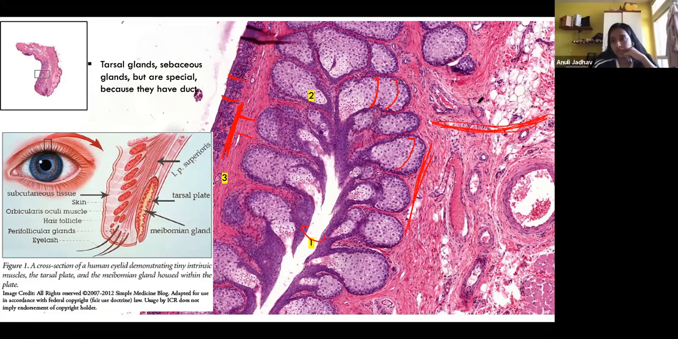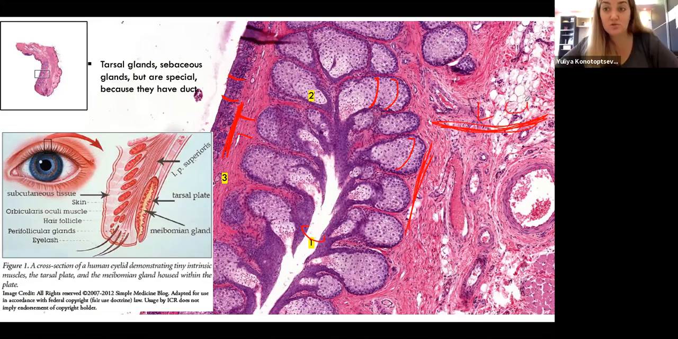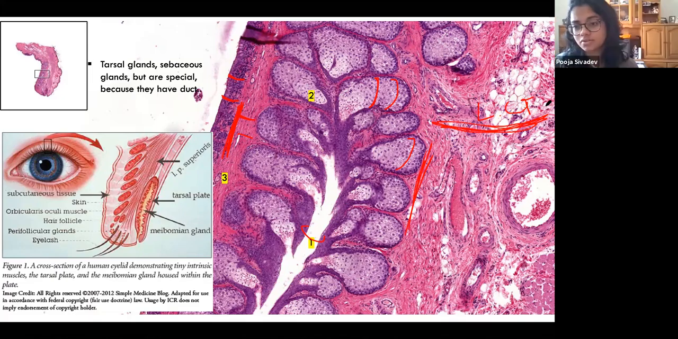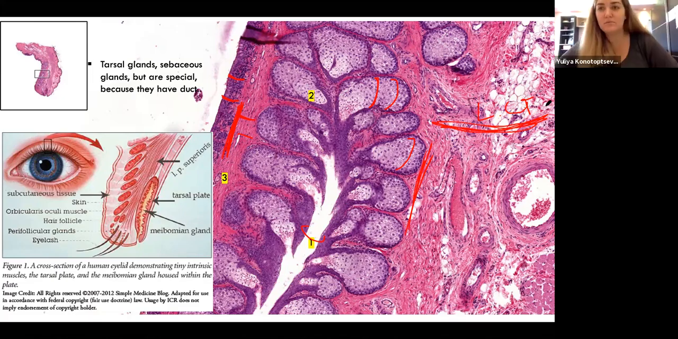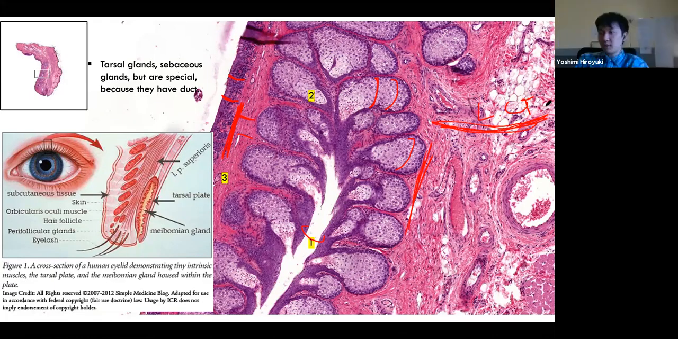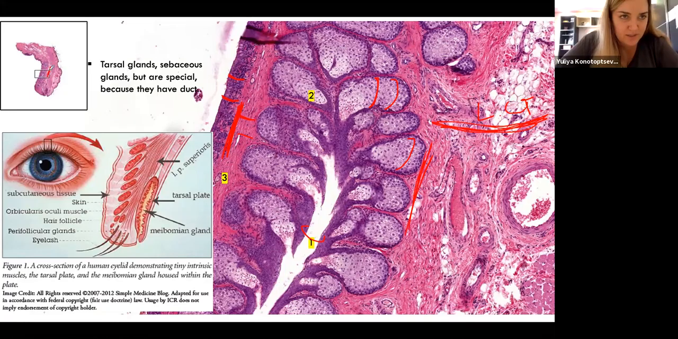Loose connective tissue. Very good. This is the loose connective tissue. What is above loose connective tissue? Dermis. Between loose connective tissue and dermis, there is orbicularis oculi. Okay, so this is going to be the loose connective tissue. This is the dermis. Between loose connective tissue and dermis, there is a muscle, the orbicularis oculi muscle.